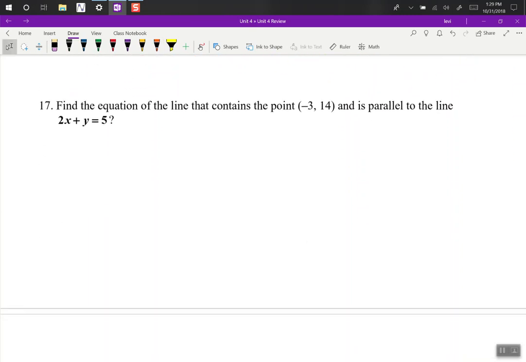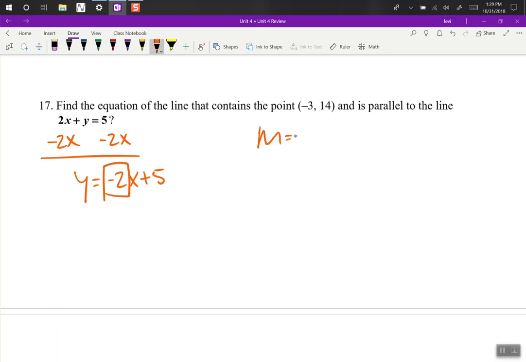17, find the equation of the line that contains the point negative 3, 14 and is parallel to this. So first we need to find what this slope is. So let's subtract 2x from both sides. We get y equals negative 2x plus 5. So parallel lines have the same slope, so we want a slope of negative 2 that goes through this point.